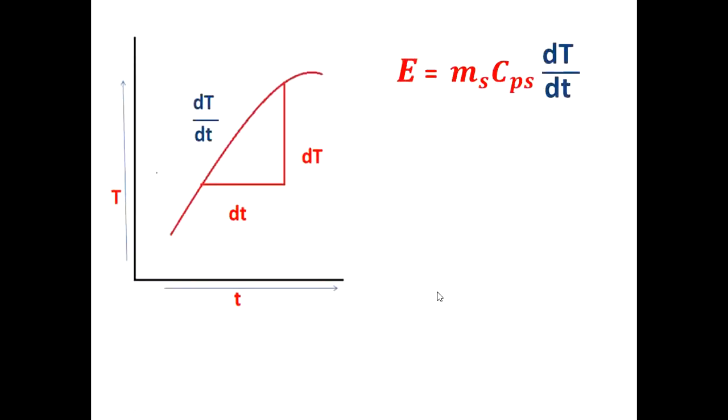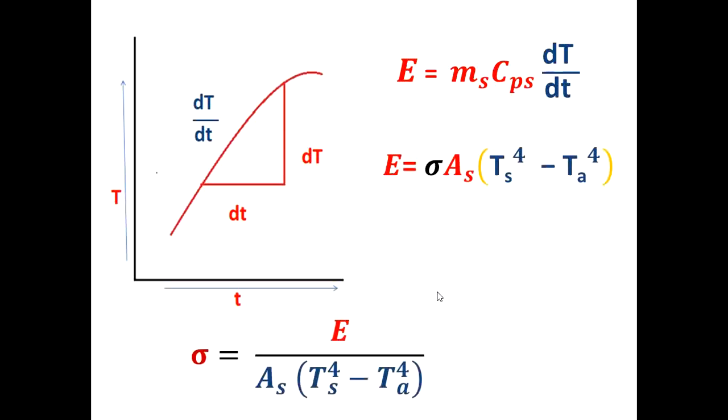So you know the formula, E is equal to mass of the specimen into Cp of the specimen, dT divided by dt. The same thing you can equate with this equation. You will get a value that comes around 5.67 into 10 raised to minus 8 watt per meter square Kelvin to the power 4.